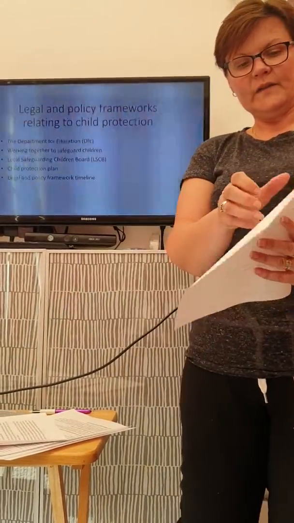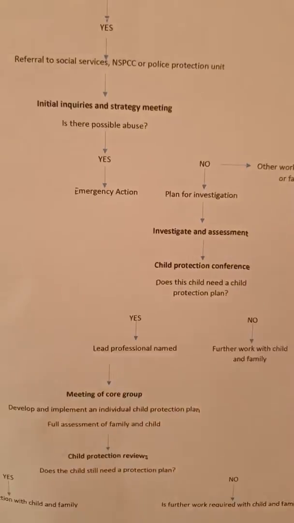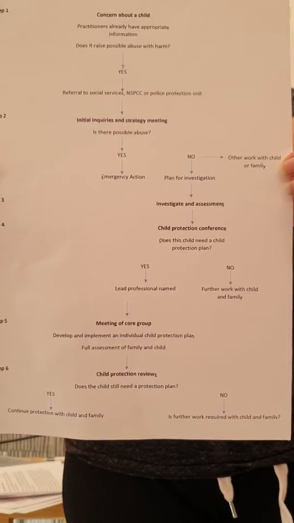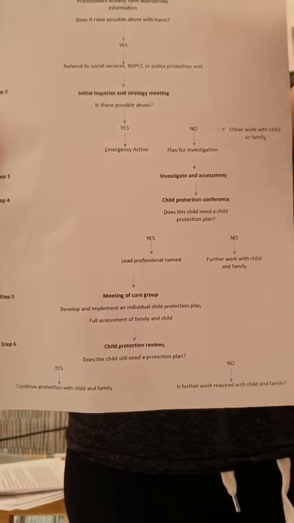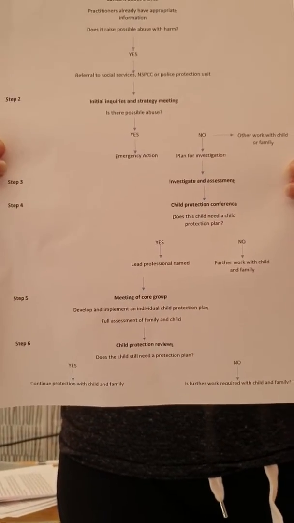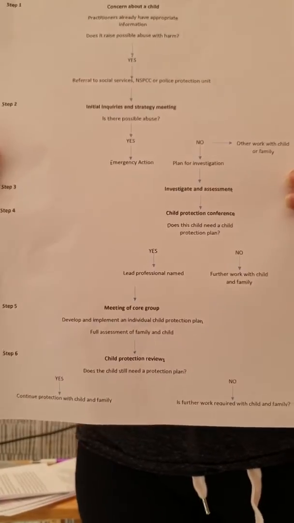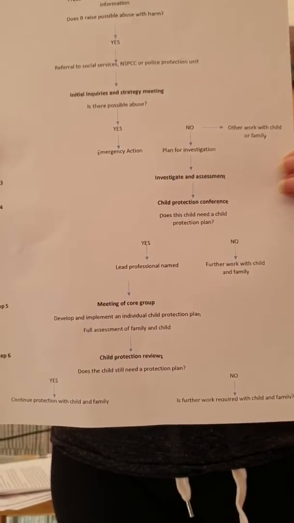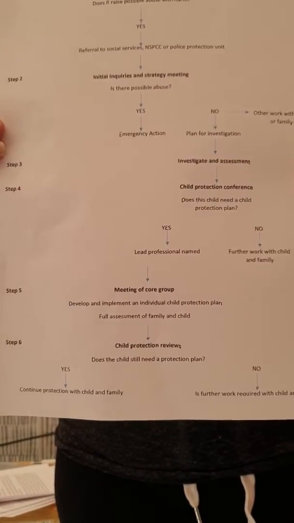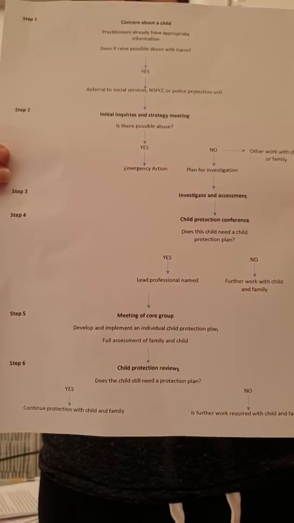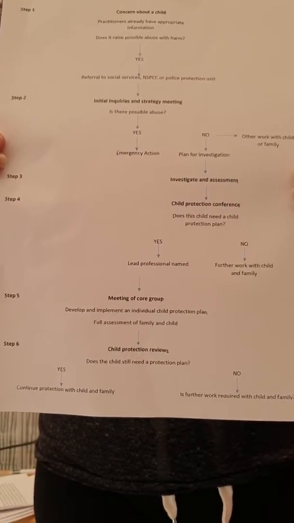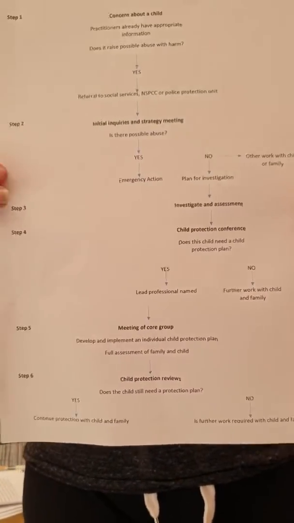In front of you now I have a step 1 to 6 process flow, which you can see. The first step would be the concern about the child, and then we have the different actions of yes questions and no questions. Step 2 is the initial inquiries and strategies. Step 3 is the investigation and the assessment, and step 4, as I've gone through in more detail, is where the Child Protection Conference happens, and following that is where the Child Protection Action Plan comes into place. And then we go down to step 6, the Child Protection Review Conference.